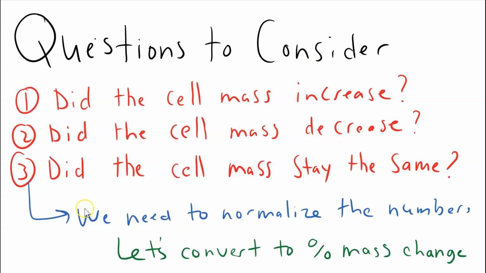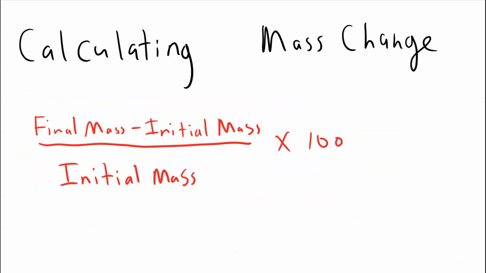Instead of just looking at mass change, which is sort of an arbitrary number because the cells are going to be different masses due to how we construct them, one might be 10, one might be 11, we're going to normalize the numbers by converting this to percent mass change. To do that, we take the final mass and subtract the initial mass from it. We divide that number by the initial mass. Then we multiply that number by 100 to get a percentage.